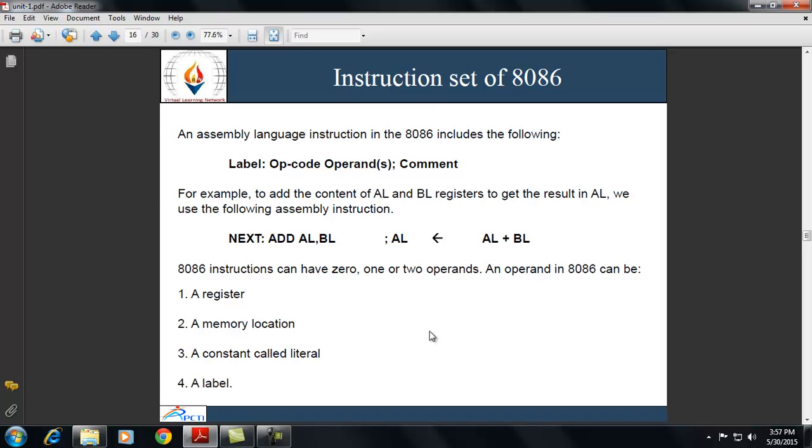Next is instruction set of 8086. After discussing the basic organization of the 8086 microprocessor, now we will see the instructions available in the 8086 microprocessor. An assembly language instruction in the 8086 includes the following, that is label, opcode, operands and comments that begin with the semicolon.